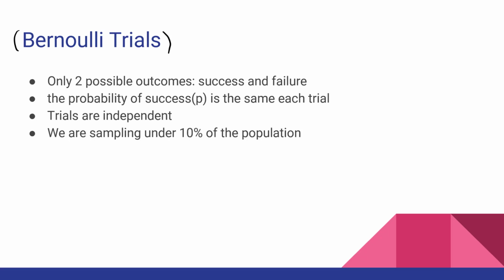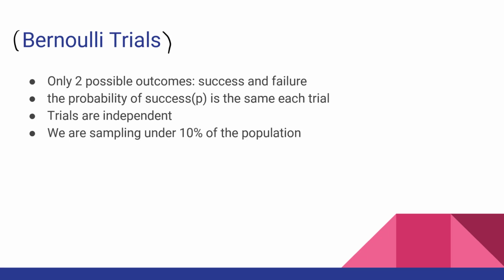Next, the probability of success, which we call P, is the same for each trial. So if we're rolling the die and we want to roll a 5, then the probability of rolling a 5 will be 1 out of 6 each time because the die has 6 sides. Next, we have to satisfy the condition of independence, so each trial must be independent from the other. The outcome of one trial cannot affect the outcome of another trial.